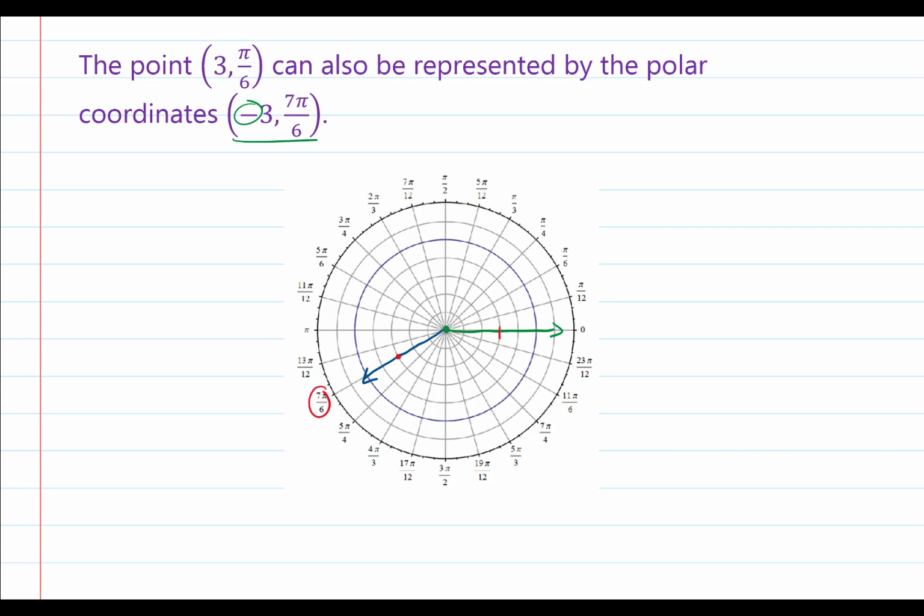Now because r is a negative value, that means I'm going to reflect my terminal side and my point across the pole. That means my point will be located right here, and my terminal side will actually be this ray right here. So what we see is this point is the same location as the previous 3 ordered pairs, which means that (negative 3, 7 pi over 6) is also an ordered pair that results in the same point.